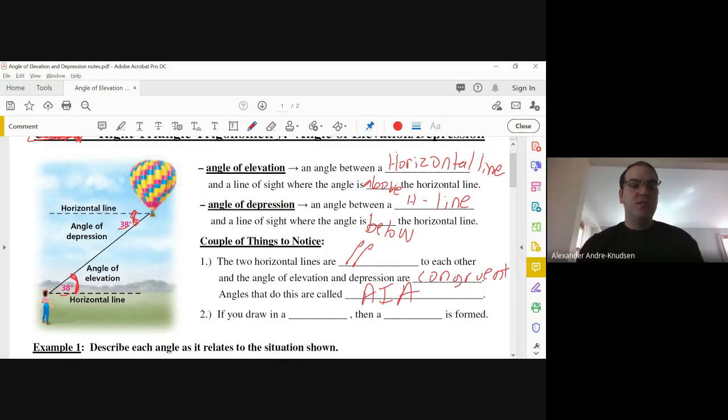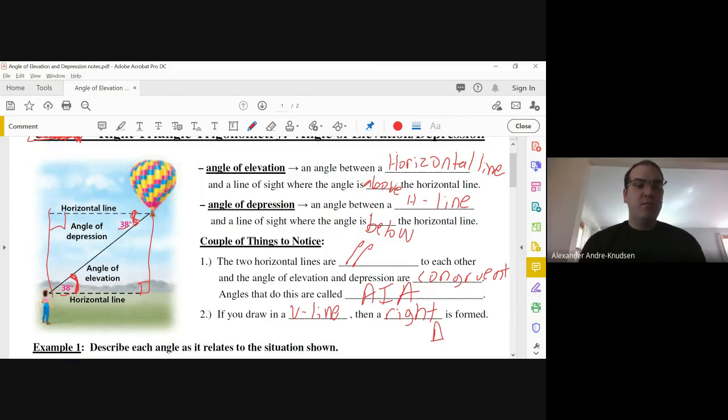Sometimes students forget they're also in two different triangles. So if you draw a vertical line right here or right here, we've got right triangles, which is why our right triangle trigonometry is going to be super important. Now the angle of depression and angle of elevation are in two different triangles, right? The angle of elevation is made in this triangle. Angle of depression is in this triangle.